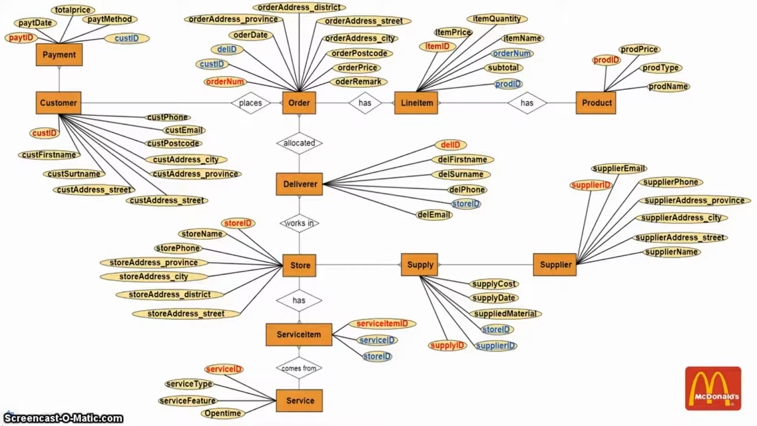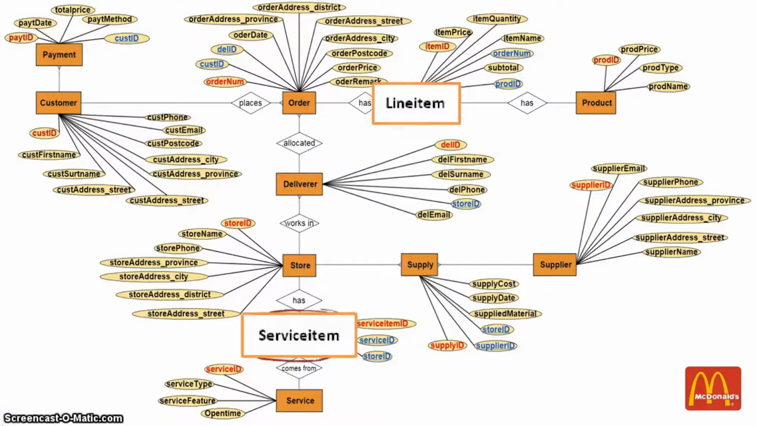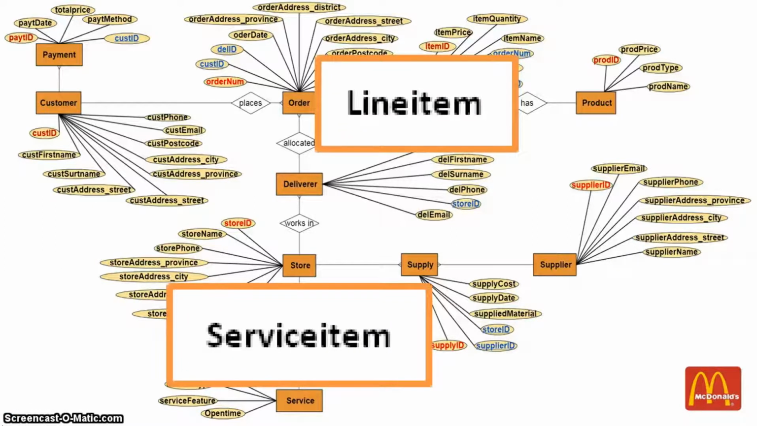Most of them are easy to understand, so we only focus on 2 entities to explain. The first one is line item. Line item is defined as each item on the receipt. For example, if a Big Mac hamburger is ordered, it is just one item on that specific receipt no matter how many are ordered. Line item has its primary key, line item ID, and attributes.